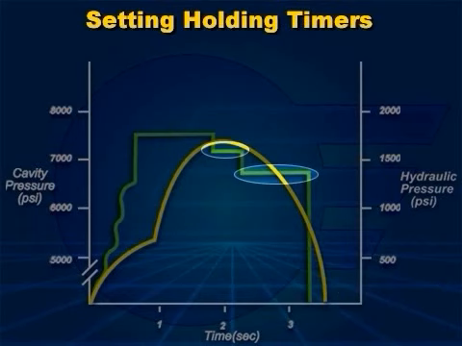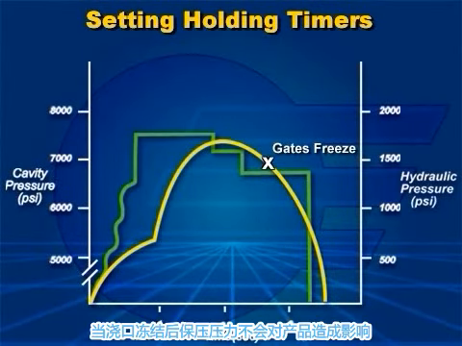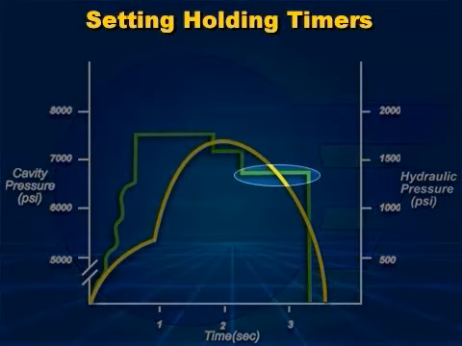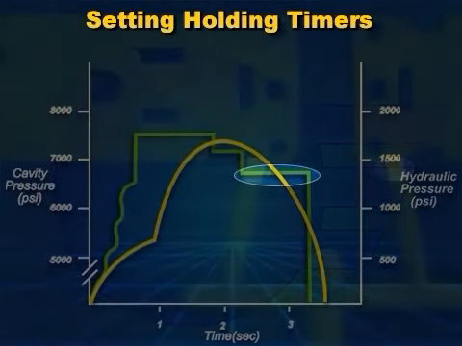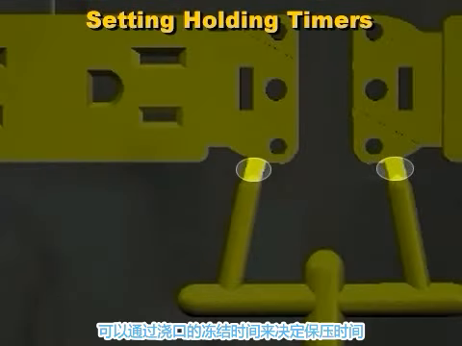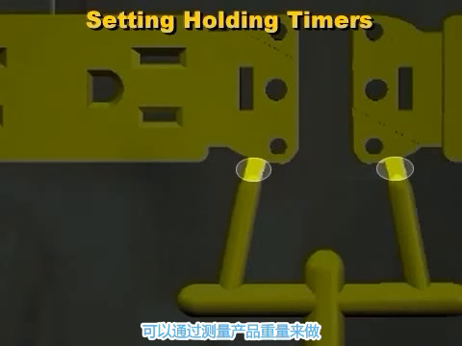The holding timers set the amount of time each holding pressure stays on. After the gates freeze, the holding pressure no longer has any effect on the molded parts. A holding timer set for longer than it takes the gates to freeze wastes energy and causes unnecessary wear on the pumps and valves. You can determine the correct setting for the holding time by determining when the gates freeze. This can be done by measuring the part weight.